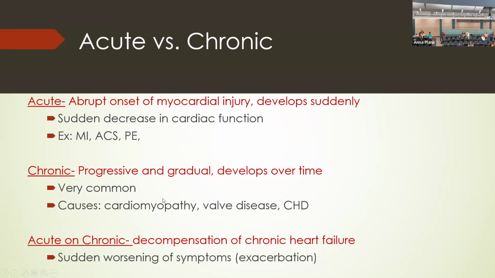Okay. And then we have this term which we throw around in nursing, which is acute on chronic, which means you have something that's happened for a really long time, but now all of a sudden it's a big problem, right? And that's the sudden worsening of something you had. Okay. So an example of this.